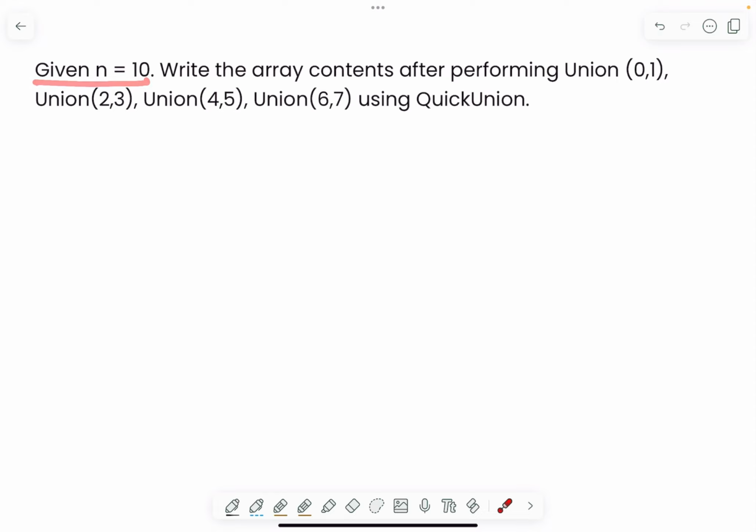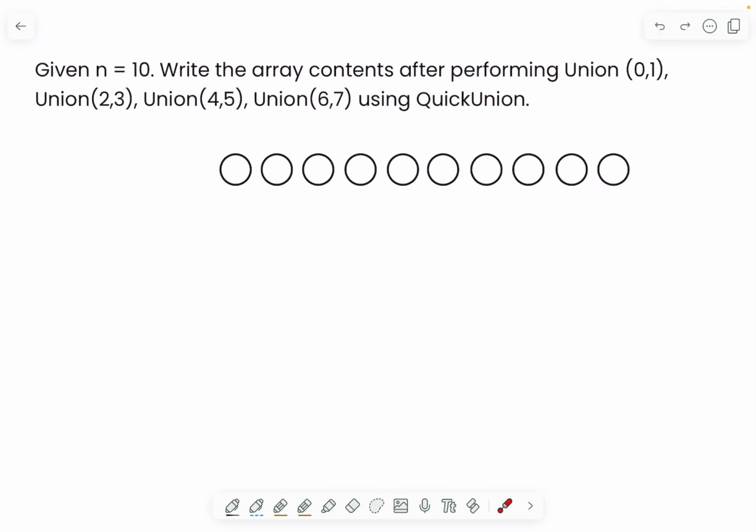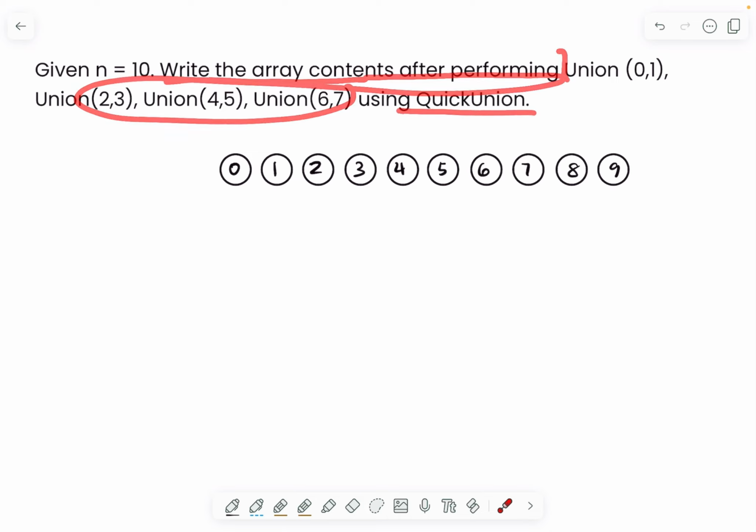Given n is equal to 10, already I can stop because what that tells me is draw 10 circles. And no matter what version of union find you're using, you always start counting at 0 and you fill it up until you reach the end. Write the array contents after performing all of these unions using QuickUnion.